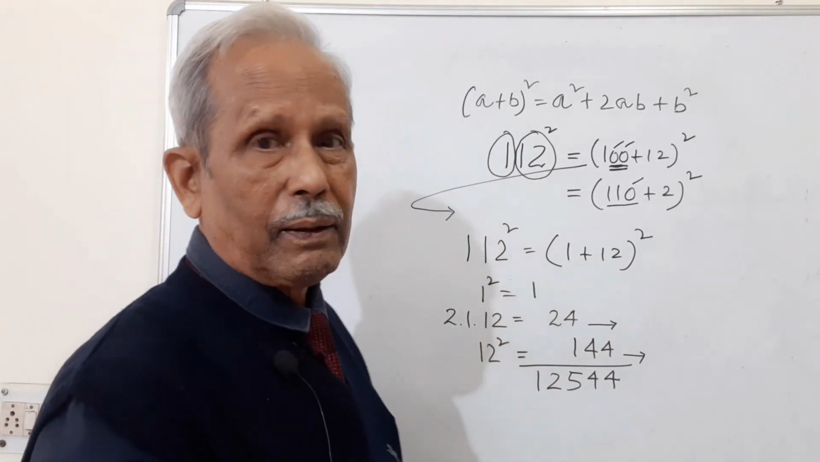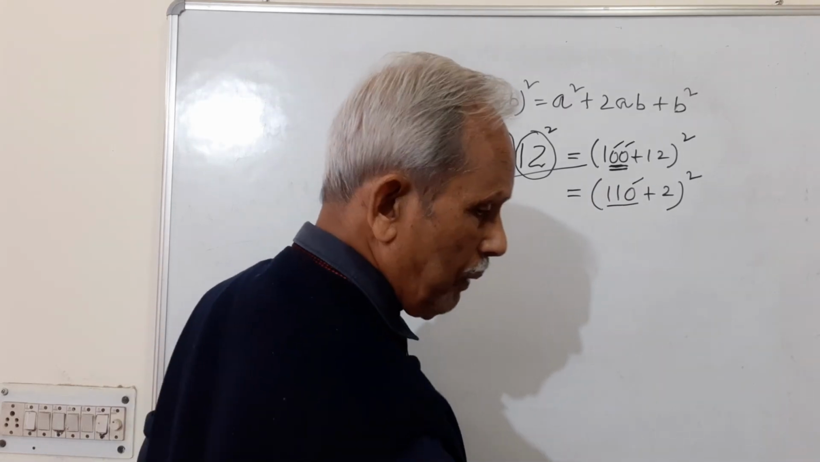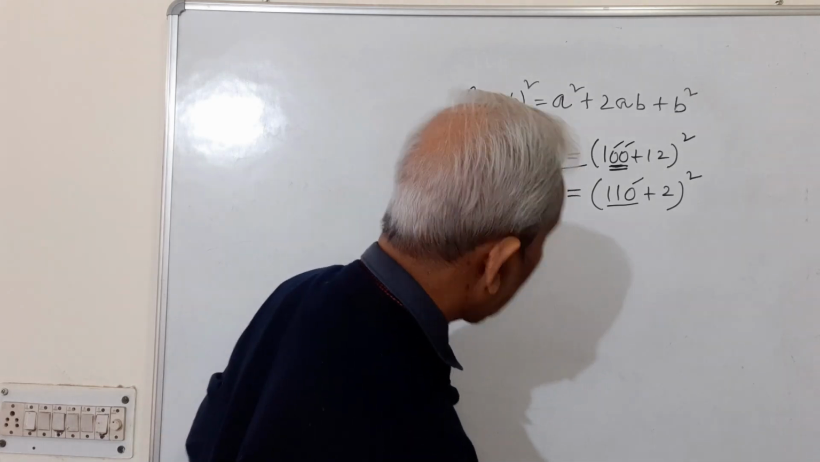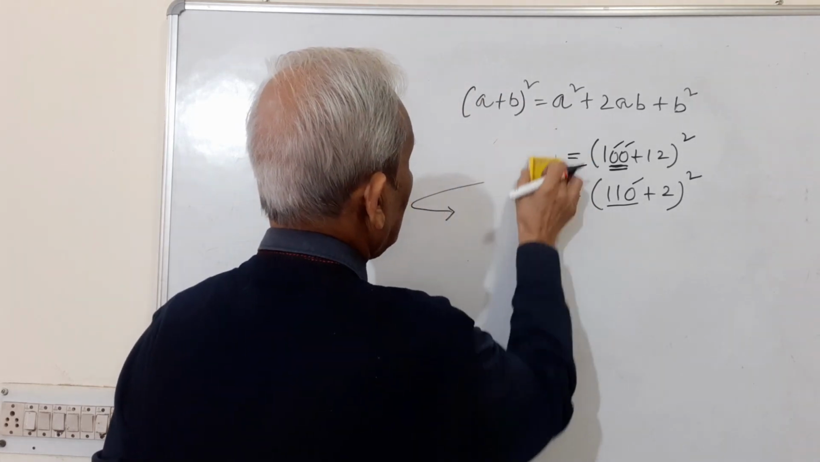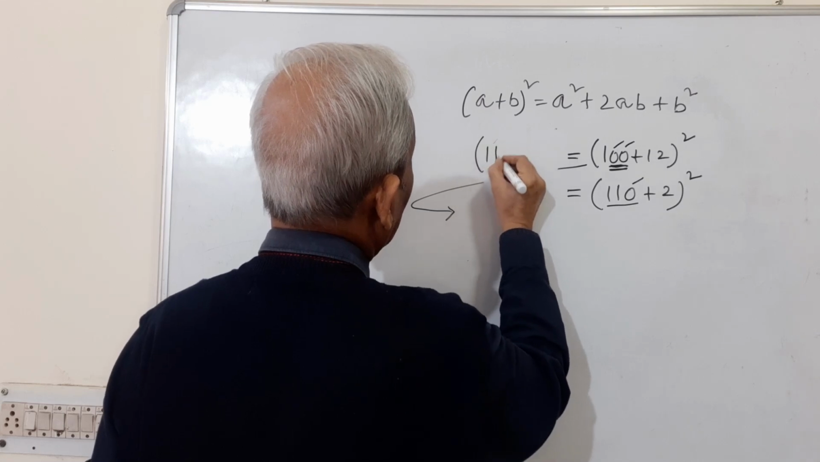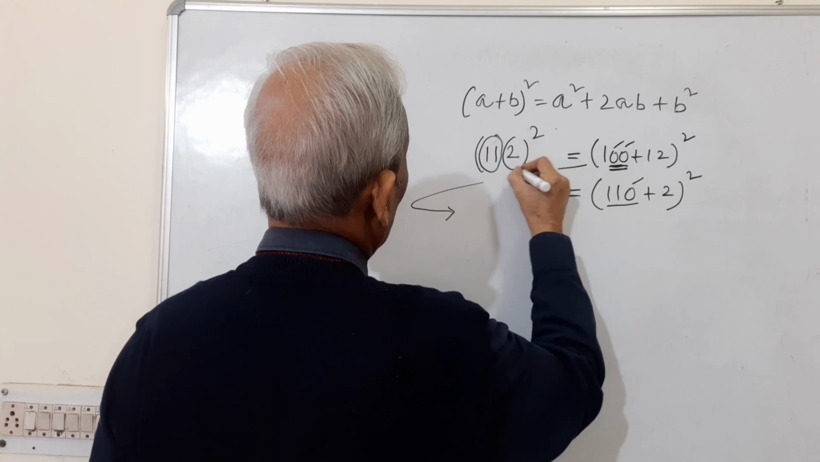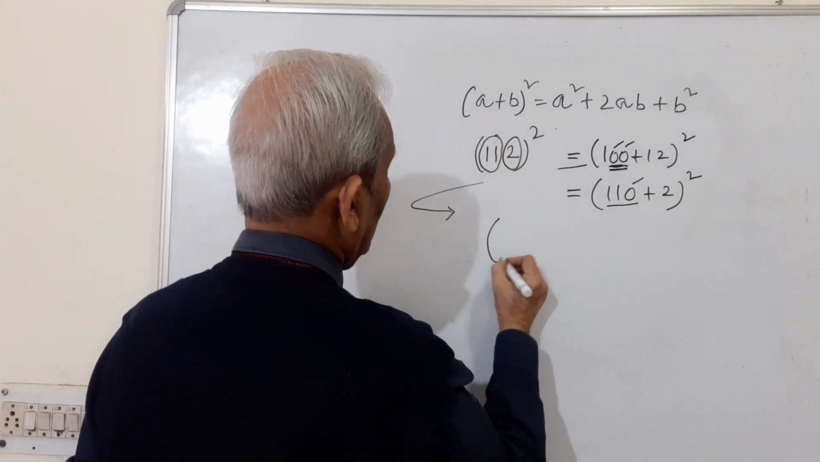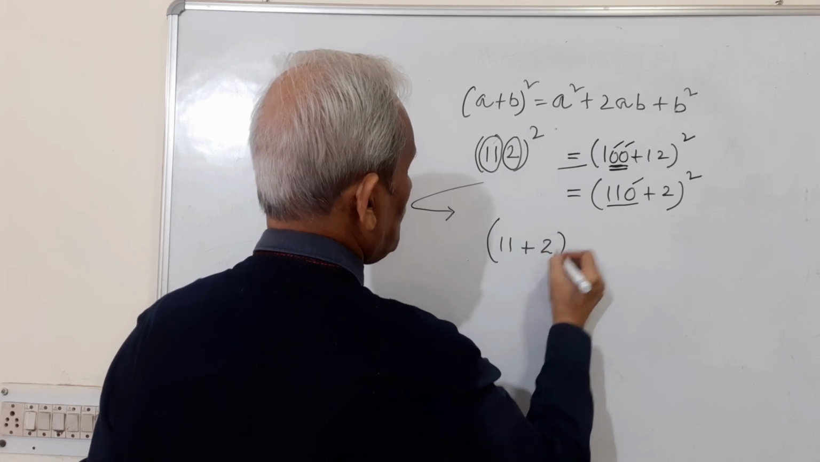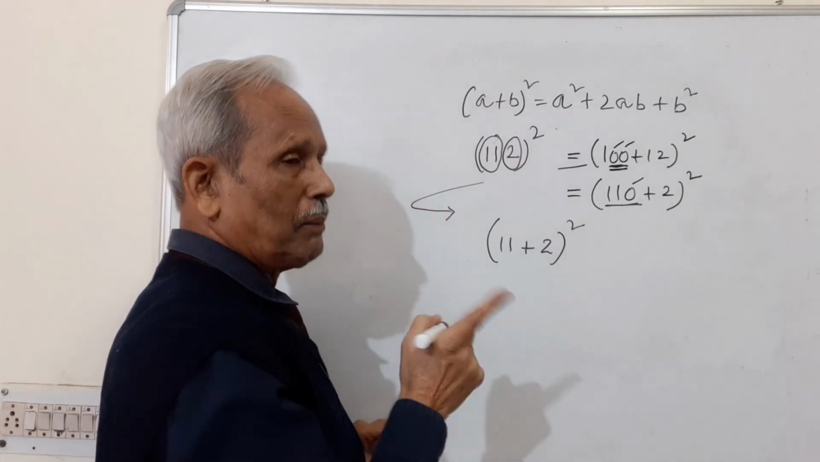But if I take this part as 110 plus 2, then what am I taking? 112, I am taking 11 as A and 2 as B. Means I am writing (11 plus 2), A plus B whole square. Here the only difference will be this, and the answer will become the same.